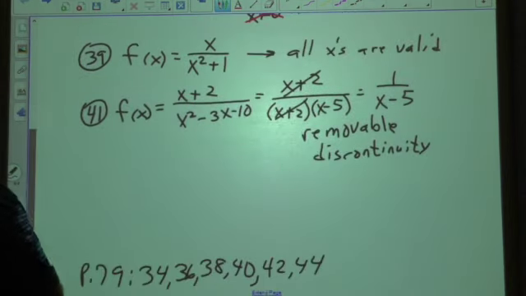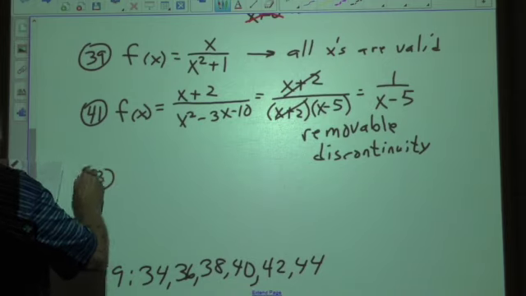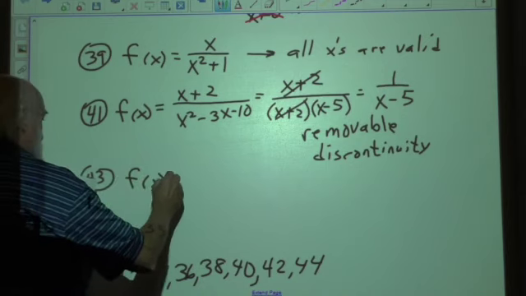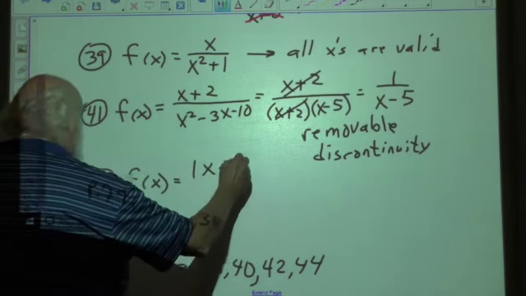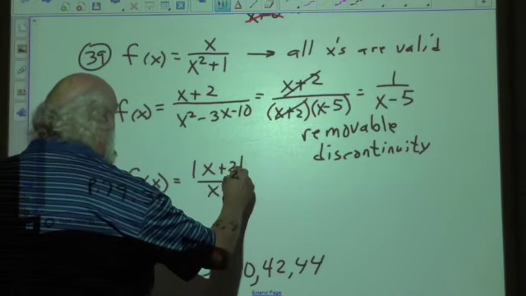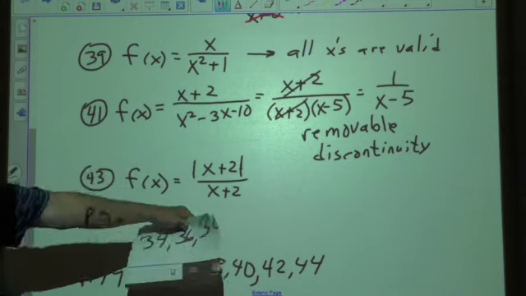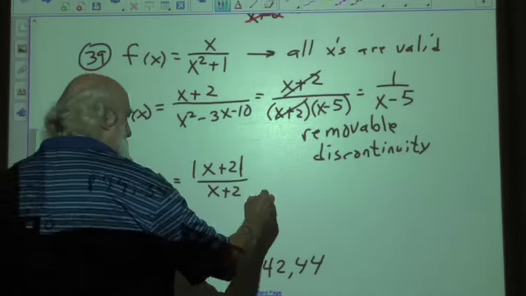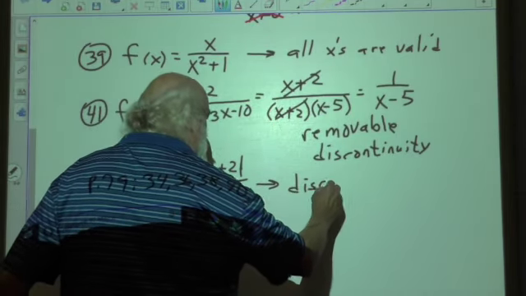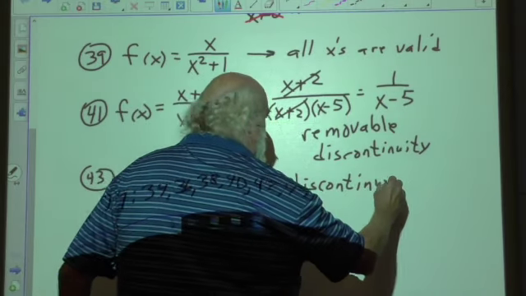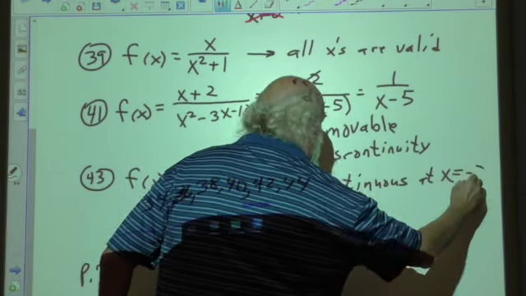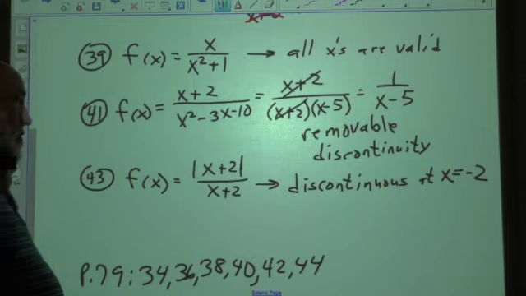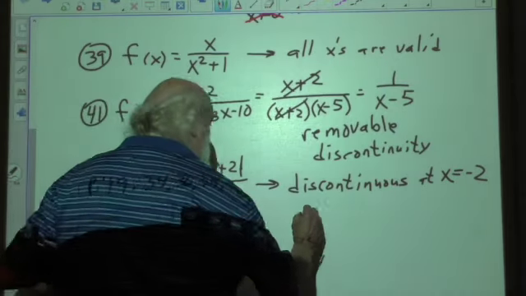And the last one, f of x equals the absolute value of x plus 2 over x plus 2. Well, these are not factorable because of that absolute value sign right here. This is going to be discontinuous at x equals negative 2. And there's no way we can counter that with this up here. So this is non-removable.